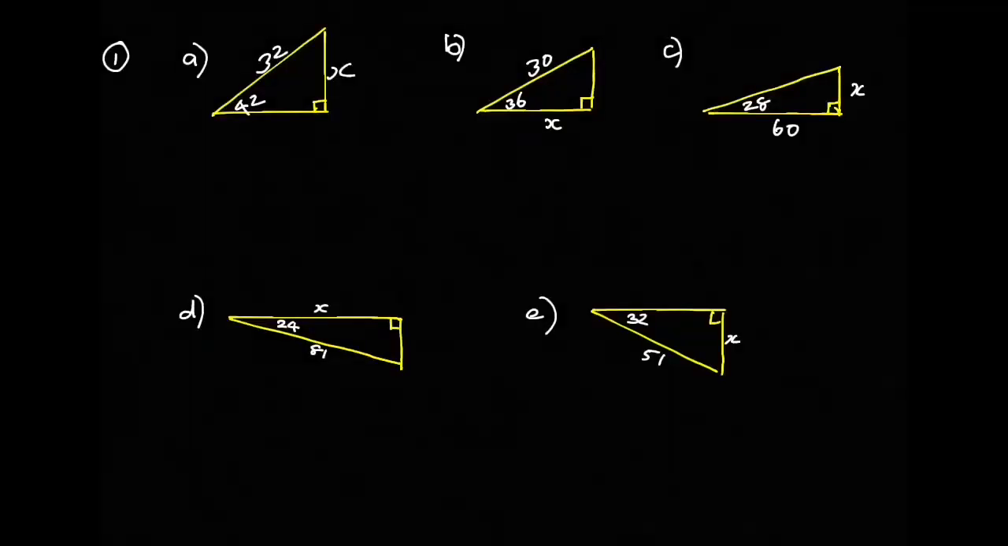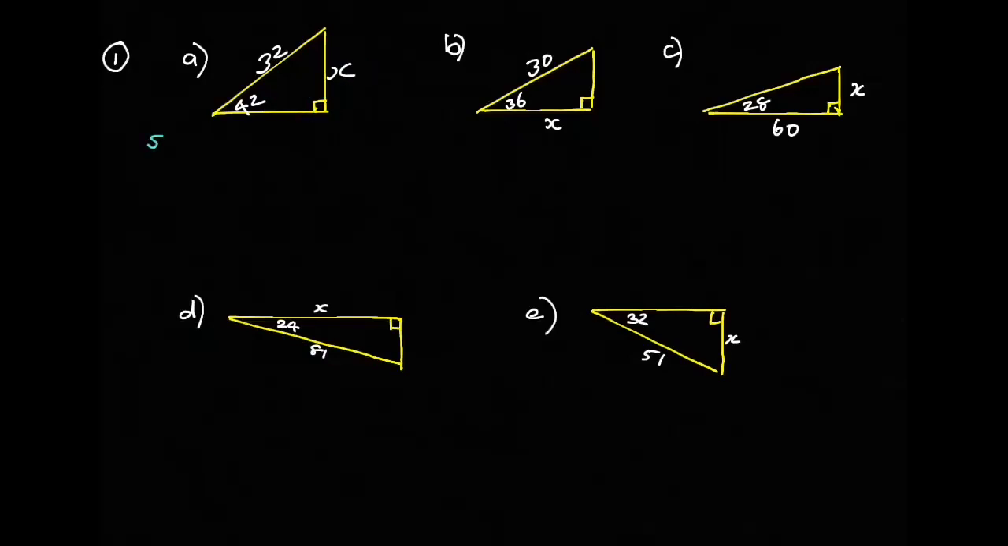Okay, we're just going to do some simple trigonometry, just sines, cosines and tans. So let's start with part A. You recognise straight away that we've got the opposite value to the angle, and then we've also got the hypotenuse, which is opposite to the right angle.